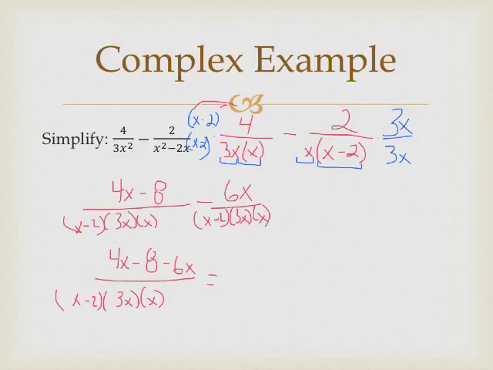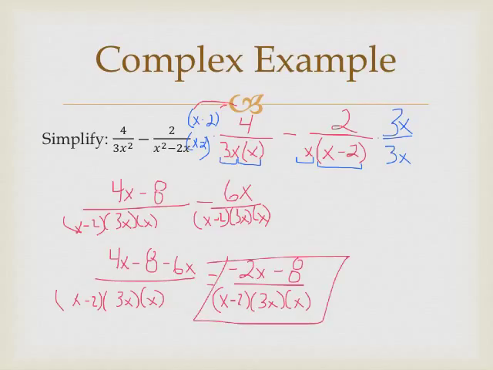And now we're just simplifying. My x's, I have 4x minus 6x. 4 minus 6 is minus 2. So we have negative 2x minus 8 all over x minus 2 times 3x times x. And again, you don't need to have that factored. You could probably distribute that back out. But you want to be able to recognize it in several different forms in case it shows up in a multiple choice like that.